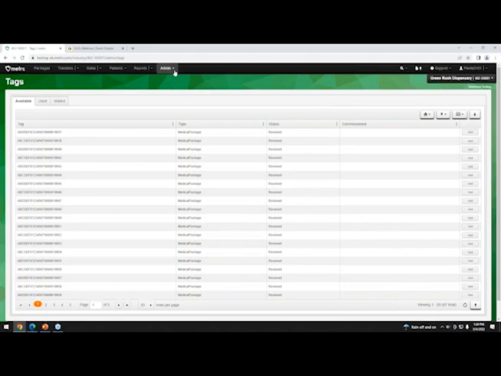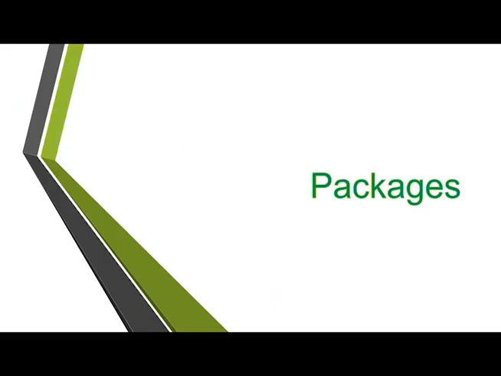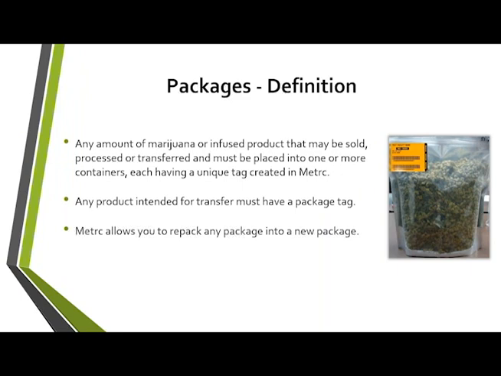Okay, so we're going to flip back over to packages. So packages defined: anything that's going to be sold, that's a package. And we'll need eventually, after the beginning inventory phase, a package tag on it. Each tag is a unique identified tag created by Metrc. And so even though it may not be tagged, if it is going to have to be transferred, then you definitely need to tag it, because the system needs that information in order to make that transfer. And then you're also allowed to repack any package into a new package as well.